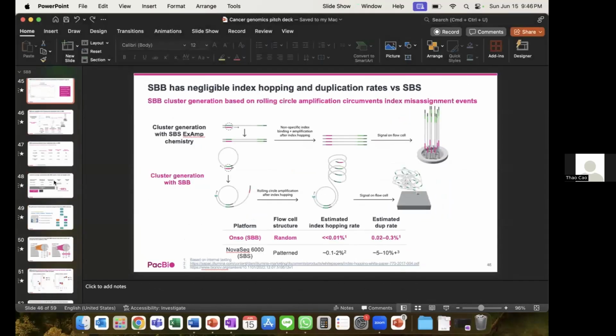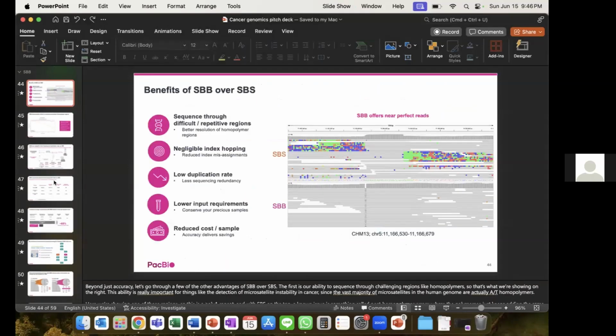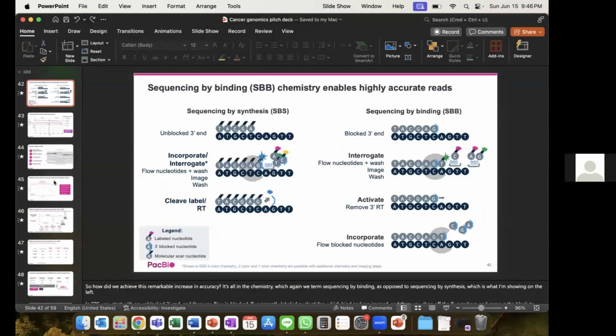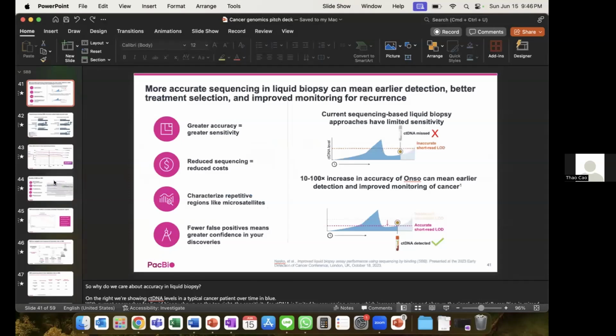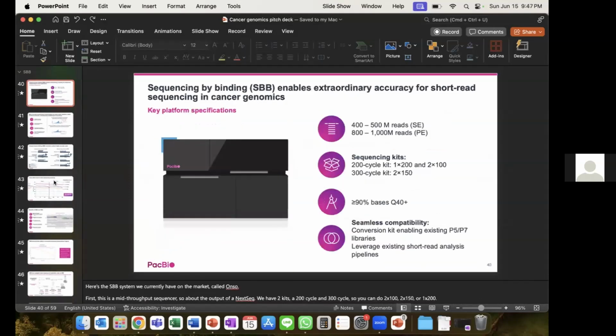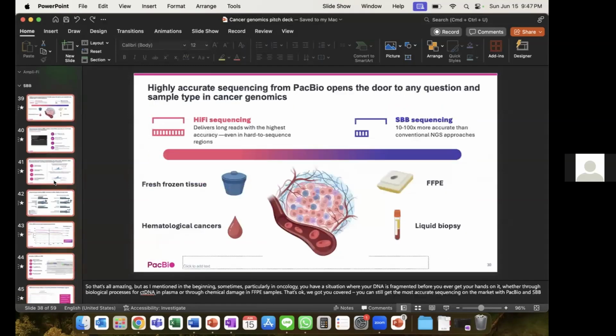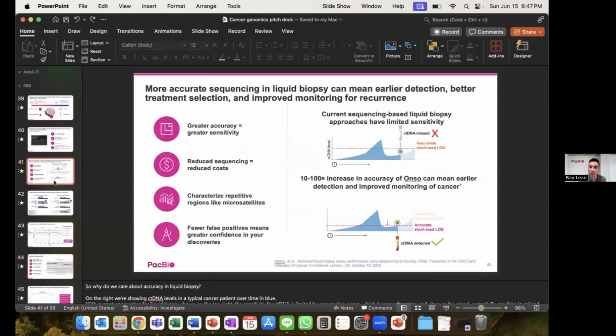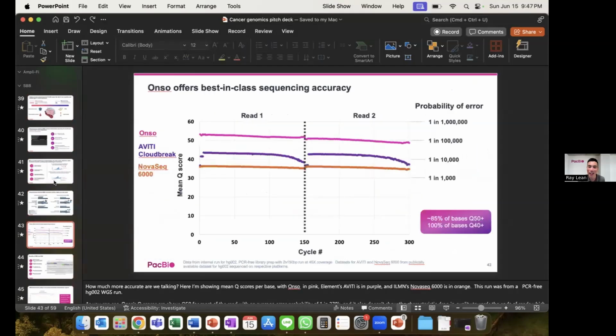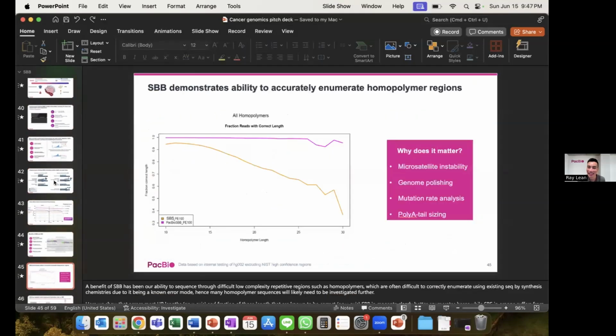She's talking about polishing. Yes, genome polishing. I saw it in your SBB slide, in your red box. So what do you mean by genome polishing?